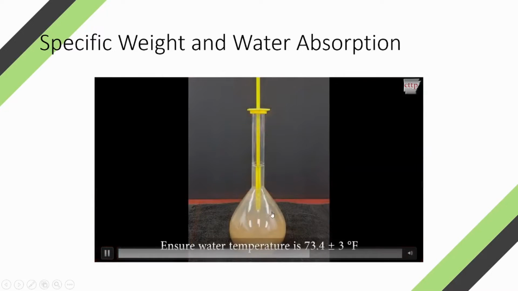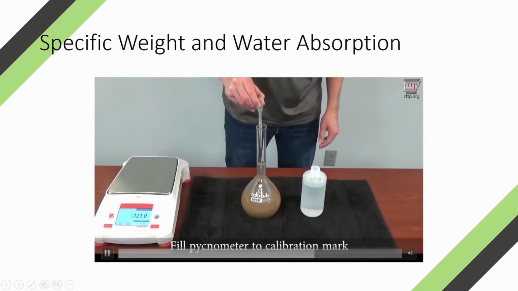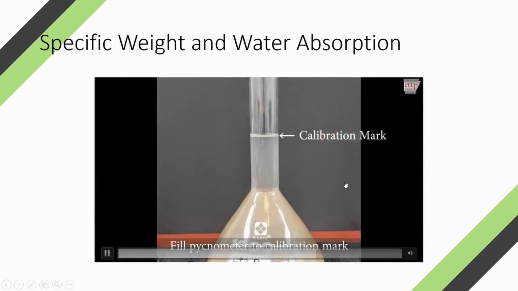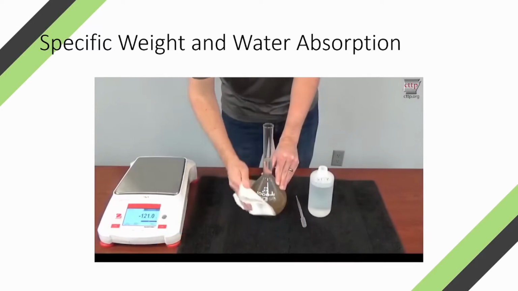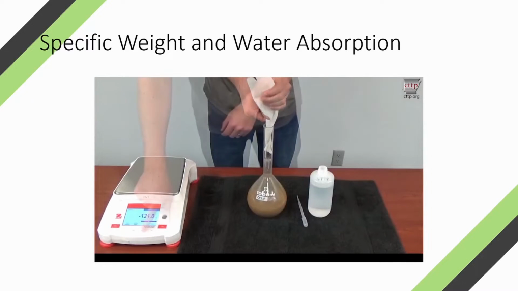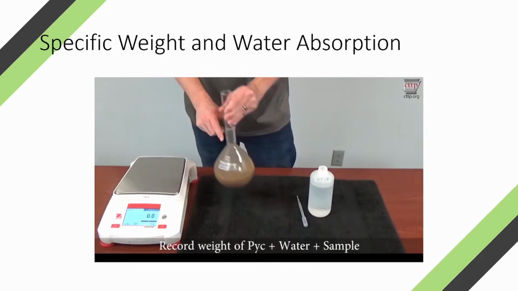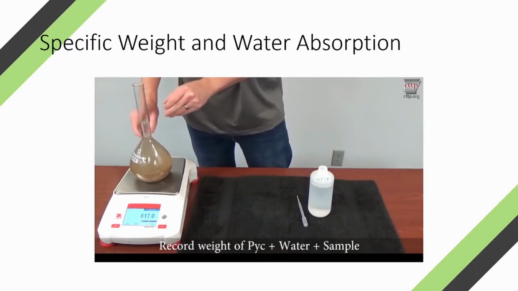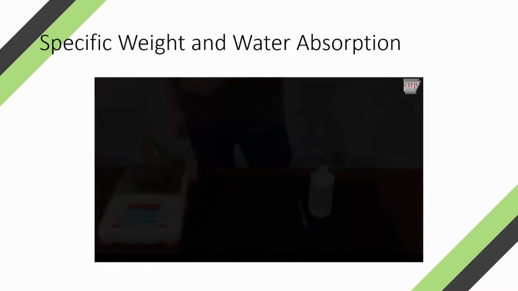Ensure that the water temperature is 73.4 degrees Fahrenheit. I-roll and agitate hanggang mawala yung air bubbles. Fill the pycnometer to the calibration mark. The bottom of the meniscus should be on the calibration mark labeled on the pycnometer. Ensure that no excess water is present on the outside of the pycnometer or in the neck. Tare the scale and record the weight of the pycnometer plus water plus sample.